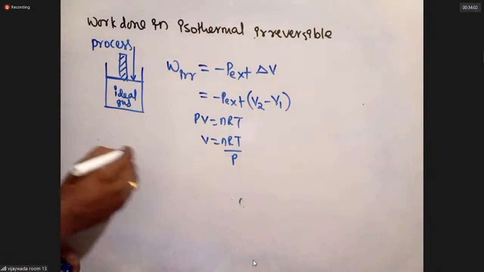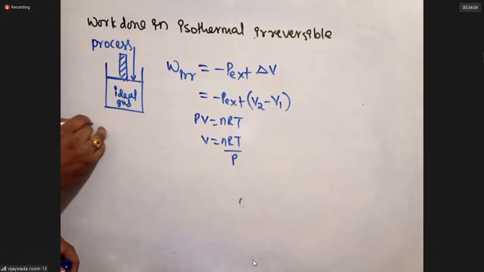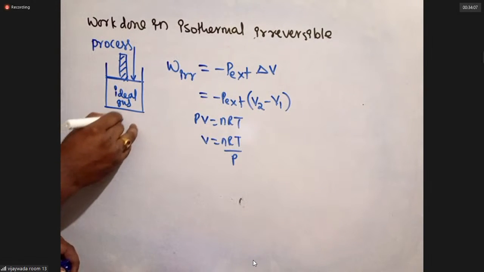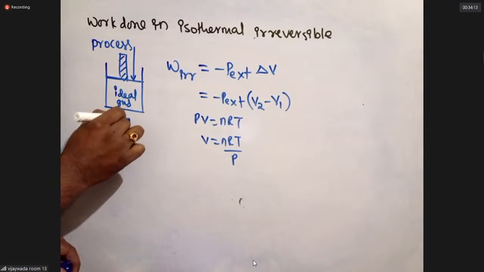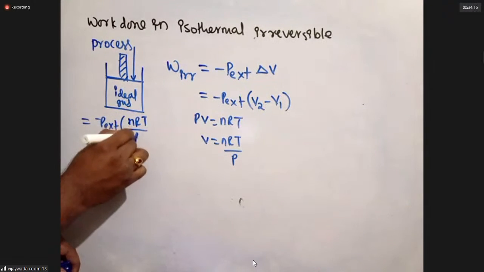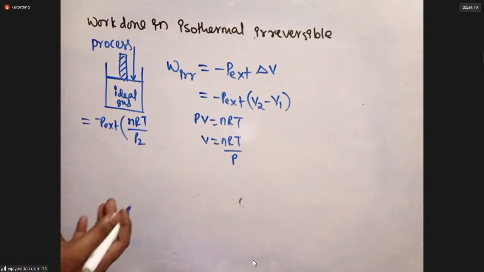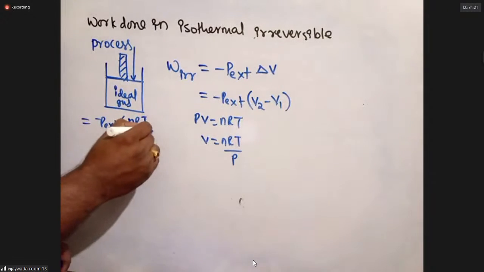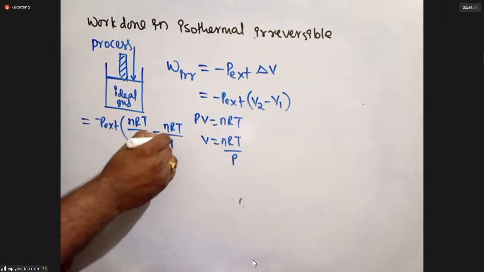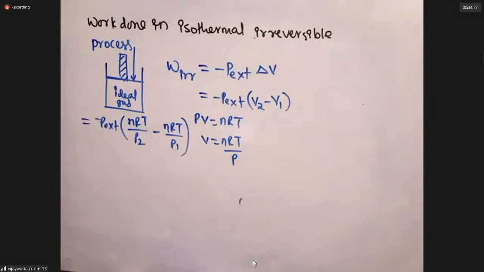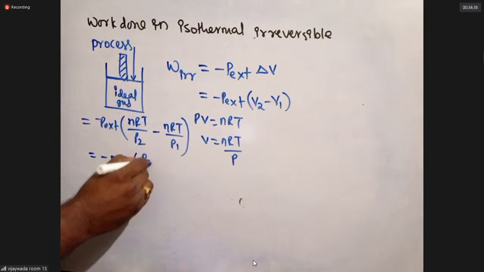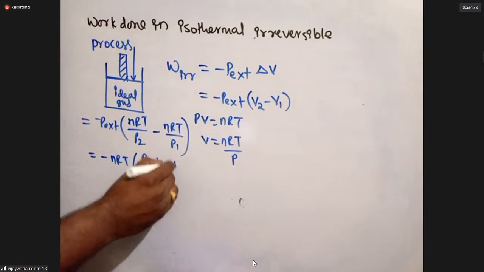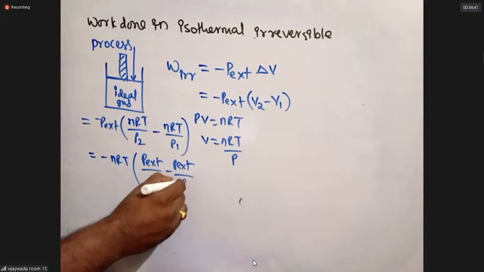Okay, students. Now this equation we can write as minus P external into V2, the volume of this ideal gas, which I can write as nRT by P2, because at V2 the pressure is P2, and temperature and number of moles R are the same, minus nRT by P1. nRT is constant, so common is minus nRT into P external by P2 minus P external by P1.